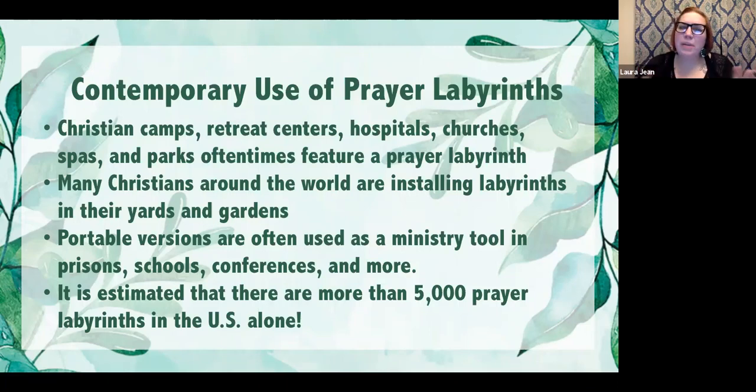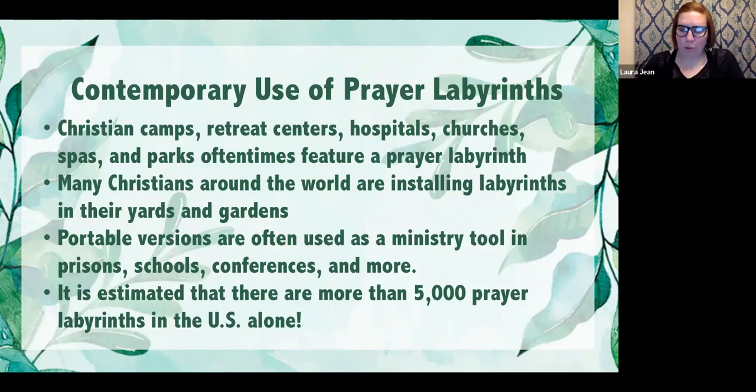And many Christians around the world have been installing labyrinths in their yards and gardens because we're kind of in a resurgence. It's basically gotten really, really popular in recent years, much more so. So a lot of people are incorporating them into their homes and their yards. And one example, I actually saw that the UCC church here in town has one right outside of their building. So I thought that was pretty cool.